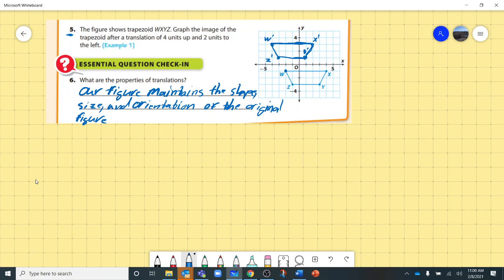Okay, and that's all you need to know for translations. With that, you should be able to do any of the translations. They're just going to say, go 5 units this way, 3 units this way. And you just need to do that with each of your points, and you'll have translations down.